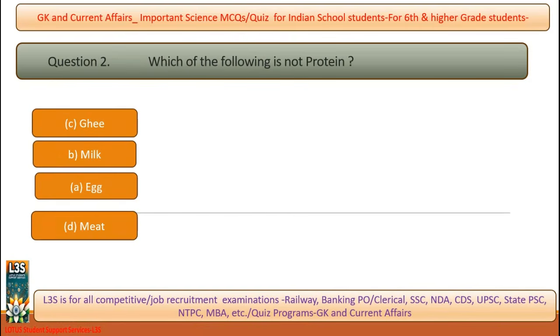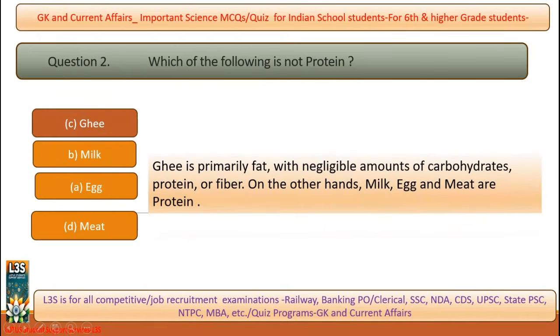Which of the following is not protein? Options are ghee, milk, egg, meat. And right option is ghee. Ghee is primarily fat with negligible amounts of carbohydrates, protein or fiber. On the other hand, milk, egg and meat are protein.